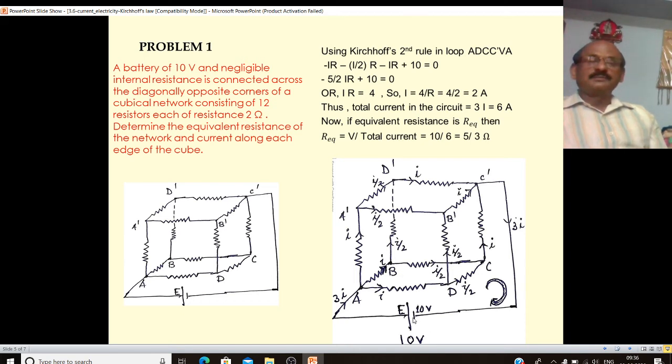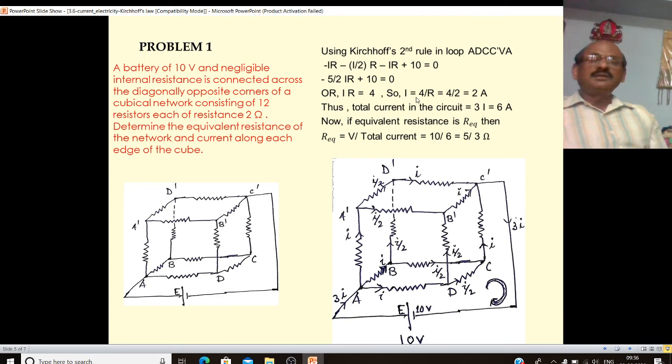Now come to here. We have to reach A, so from the negative terminal to the positive terminal, the EMF will be positive. So that is plus 10 volt equal to 0. On simplification we get IR equal to 4.